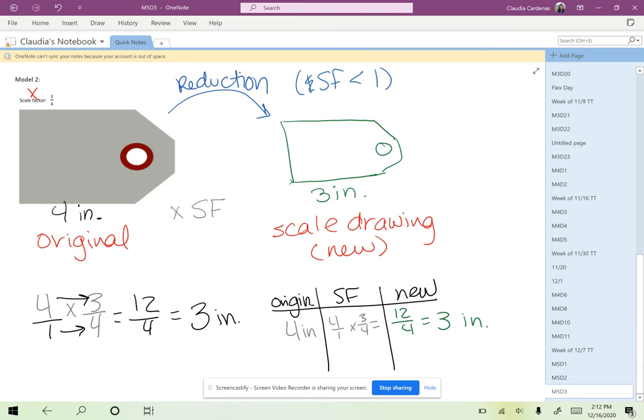So let's go ahead and try some more on our own, making sure that to find a new scale drawing, we multiply the original dimension by the scale factor.